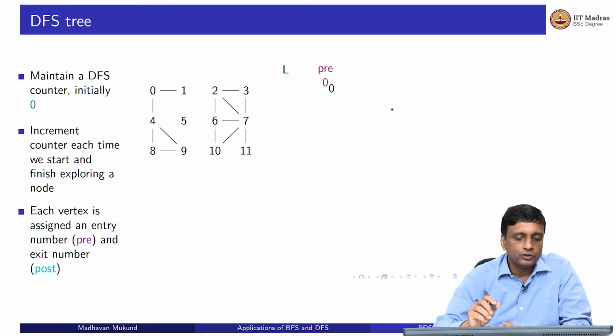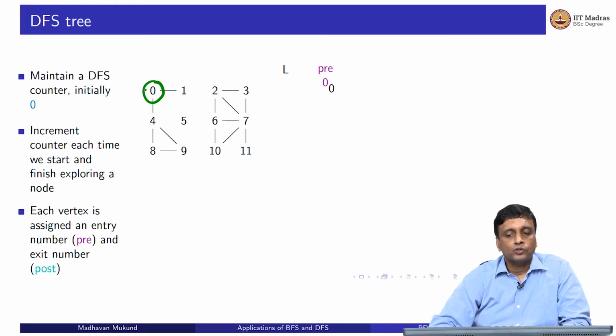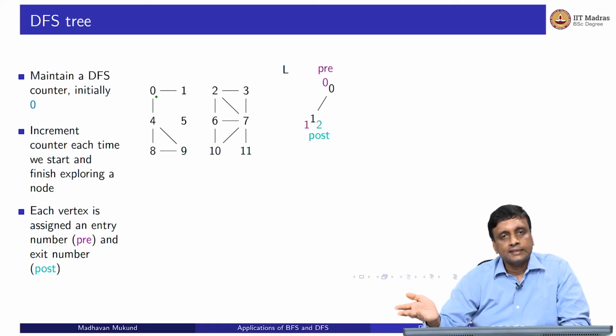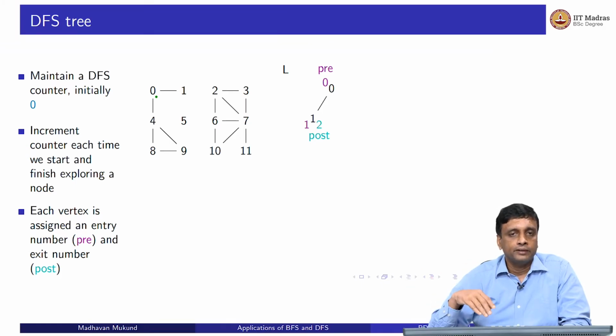Supposing I start with 0. I start exploring it at step 0, so I assign the vertex 0 the pre number 0, and now this counter will keep incrementing. From 0 I will go to 1, so I enter 1 at step 1. This is the pre number for 1, but 1 is a dead end. So, I will finish with 1 at step 2. Each vertex has a purple number, a pre number, and a green number, a post number. The pre number is when I started it, and the post number is when I finished it, and the post number will be after the pre number, and I keep incrementing.